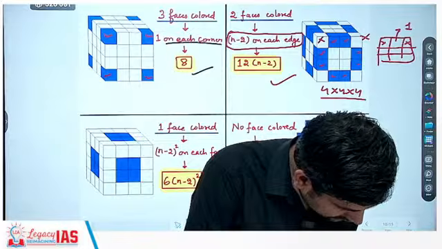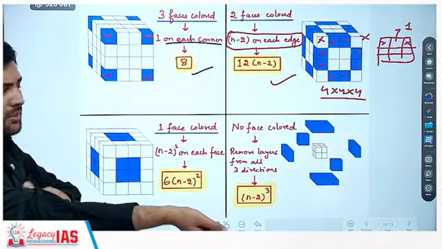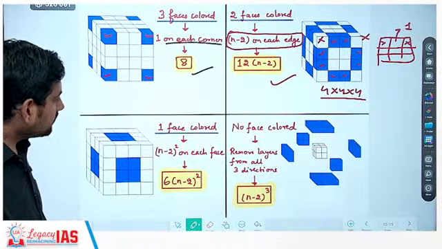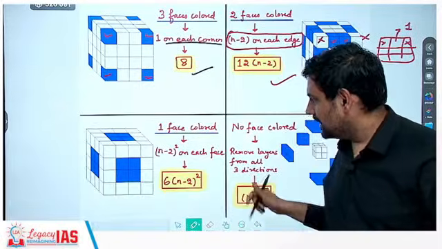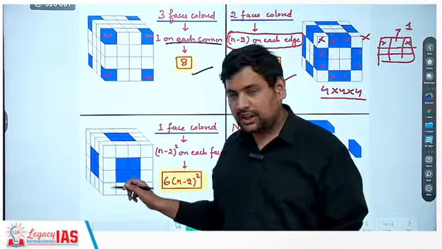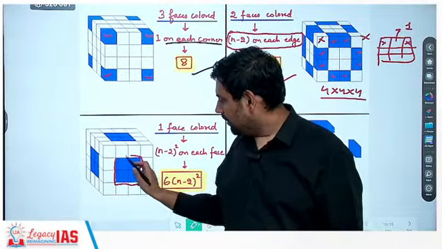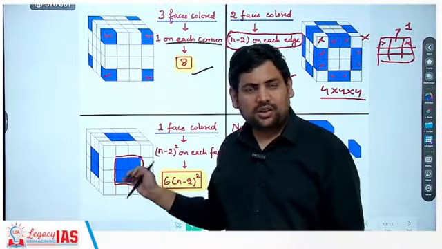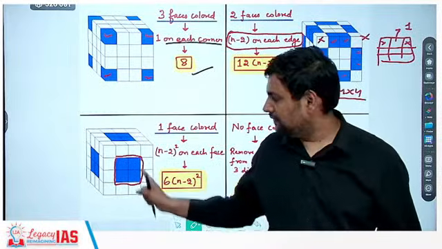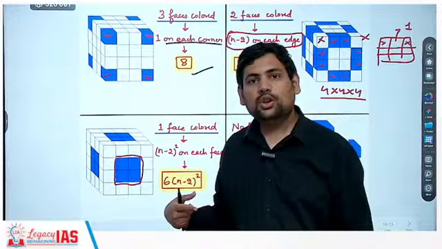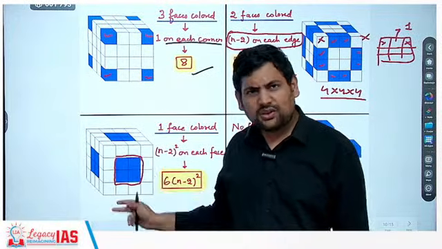Yes, Nandini. Okay, so this becomes 12 into n minus 2. Next is, let's see, 1 face colored. Now see this carefully. Basically, you can feel that the square in the middle of each face will be only 1 side colored. Now what you have to do is make this square that is not at the ends of anything.